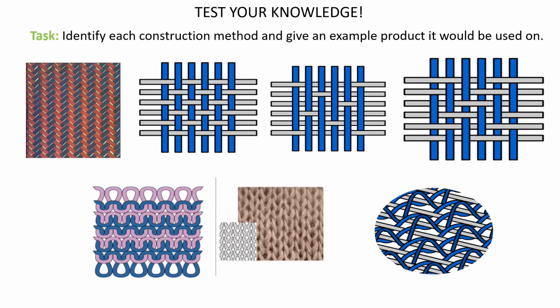Let's go through the answers. The first one is a herringbone weave. This is suitable for suits. It gives a V-shaped appearance.